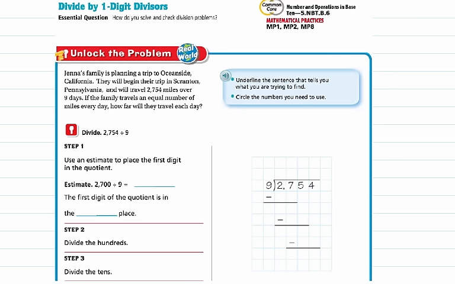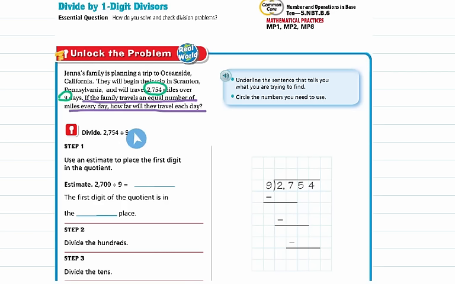If the family travels an equal number of miles each day, how far will they travel each day? So we're going to underline the sentence that tells us what we're trying to find, and that is, if the family travels an equal number of miles every day, how far will they travel each day? And secondly, we are supposed to circle the numbers that are going to help us find the answer. So we're going to circle 9 from the 9 days, and then we're going to circle 2,754 miles.